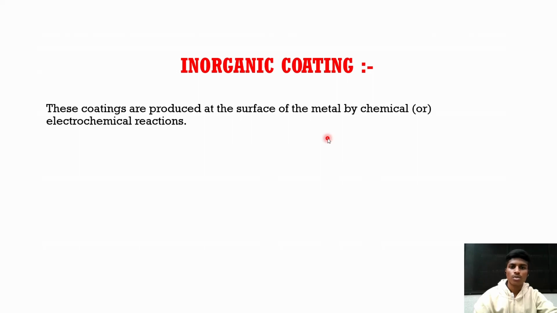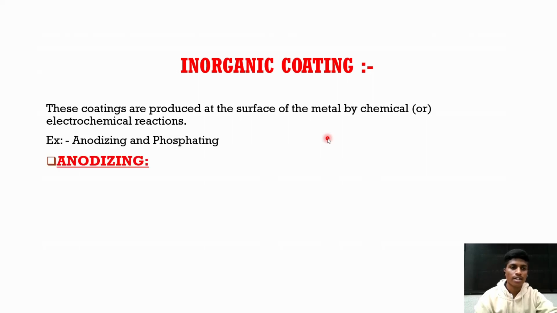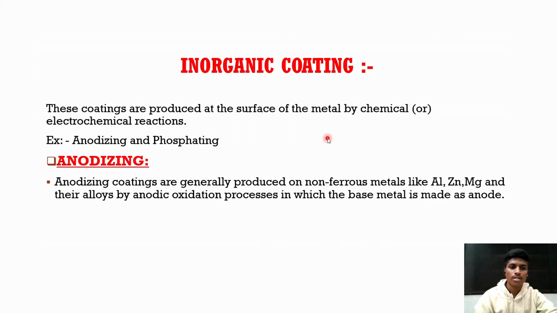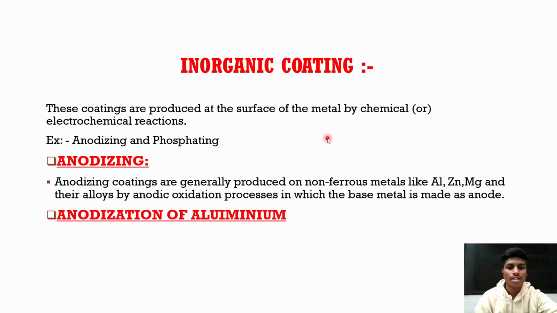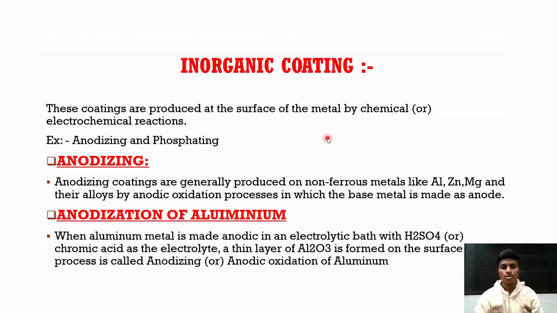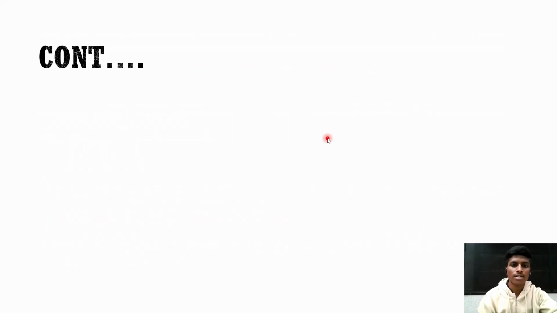Inorganic coating. These coatings are produced on the surface of metal by chemical or electrochemical reaction: anodizing and phosphating. First, anodizing. Anodizing coatings are generally produced on non-ferrous metals like aluminum, zinc, and their alloys by an anodic oxidation process in which the base metal is made the anode. Anodization of aluminum: when aluminum is made the anode in an electrolytic bath with H2SO4 or chromic acid as the electrolyte, a thin layer of aluminum oxide is formed on the surface. This process is called anodizing.